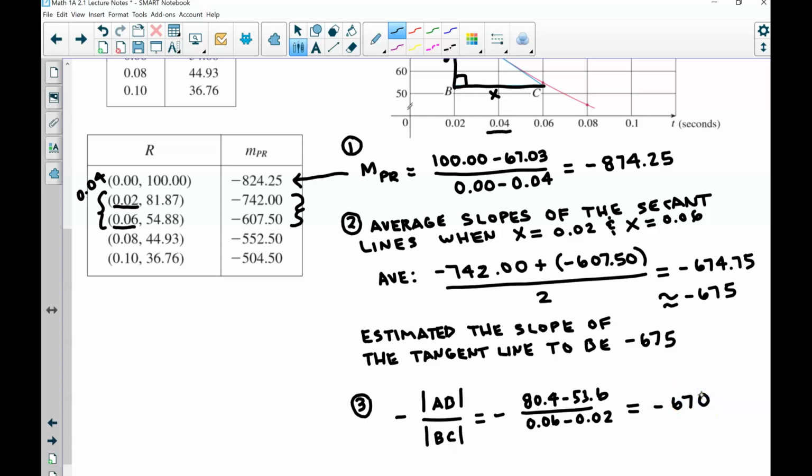Now again, we are estimating the slope of this tangent line, so it should be pretty close to negative 675. So yeah, it's off about 5 units there, but they are pretty close. So the physical meaning of the answer in this example is that the electric current that's flowing from the capacitor to the flash bulb after 0.04 seconds is about negative 670 microamperes.